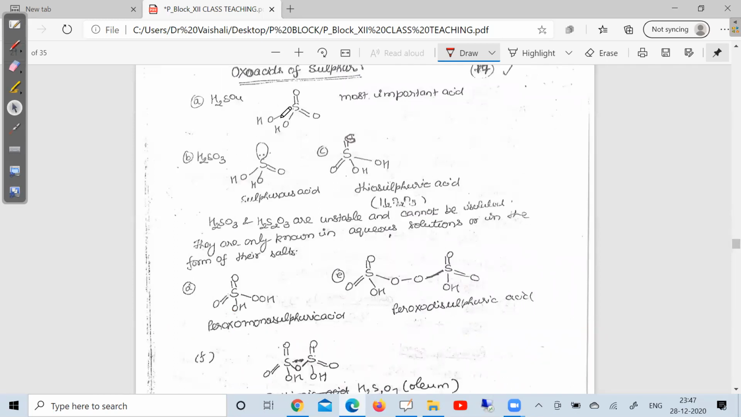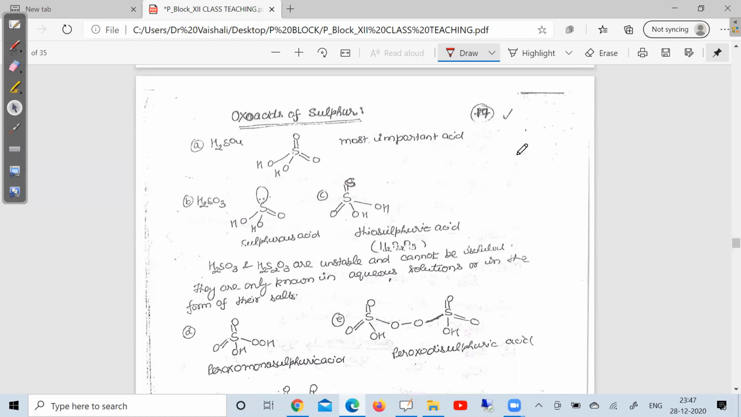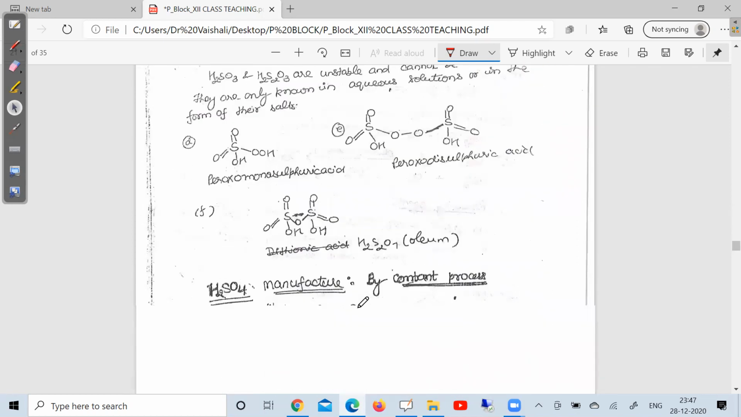Now oxoacids of sulfur. What are the oxoacids of sulfur? Sulfuric acid. How to draw the structure? You can draw the structure in a tetrahedral manner. Sulfuric acid: 2 double bonds and 2 OH. This is sulfuric acid. In the case of sulfurous acid, one oxygen is less, or we can say this sulfur has a double bond, OH, OH, and here one lone pair. So these are the structures of the oxoacids of sulfur.